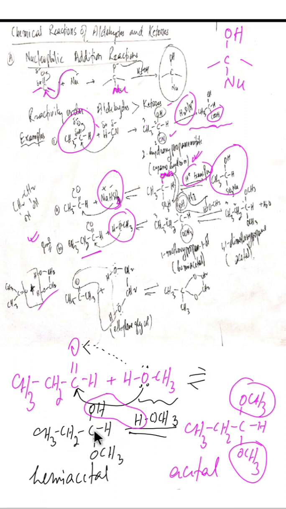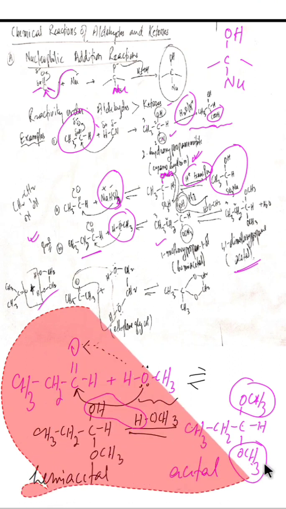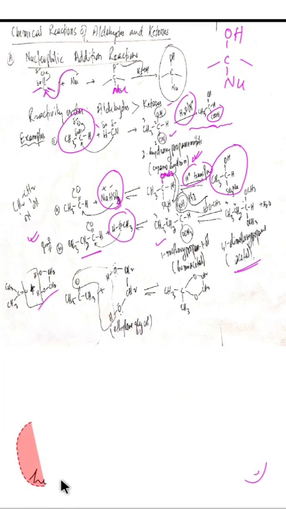Okay, let me name this compound. This is 1-methoxypropan-1-ol, and this is named as 1,1-dimethoxypropane. This is acetal. Okay, and here I am giving one more example. Let me write this reaction also, because this has been asked in the exam.